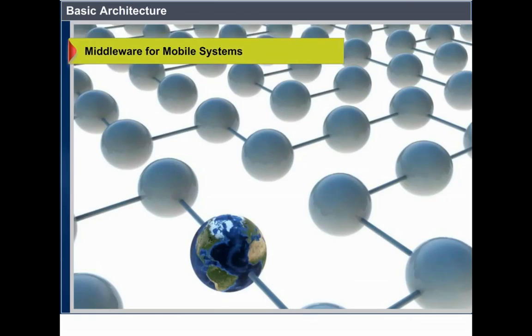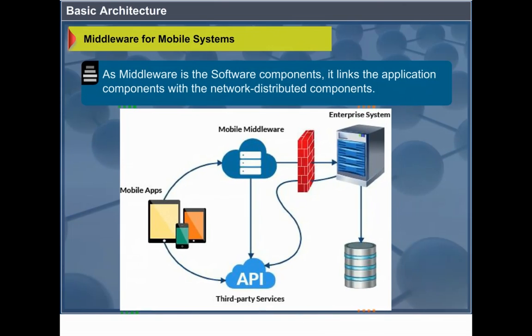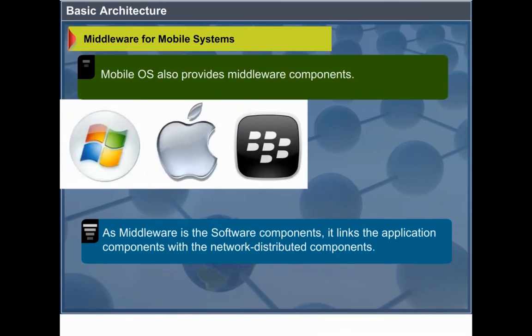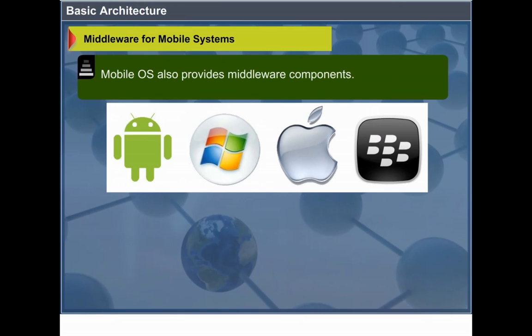Middleware for mobile systems. Middleware are the software components that link the application components with the network distributed components. Mobile OS also provides middleware components.